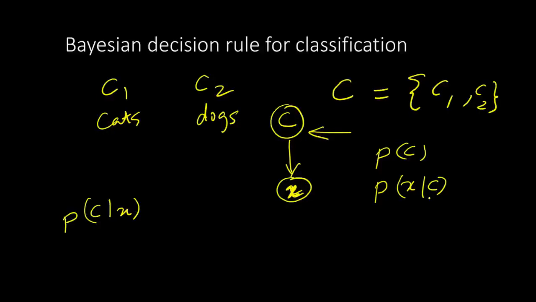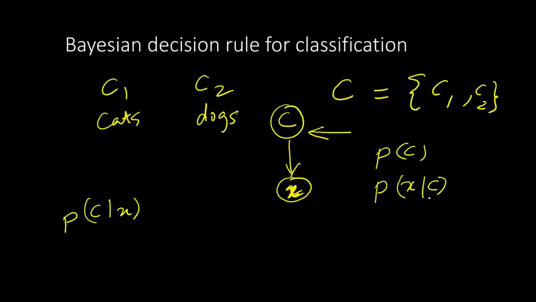So how will we do that? Let's say we are given training data. We separate the training data into cats and dogs, and we form a model of what the distribution of X looks like if it was taken only for cats. What is the distribution of X if we look only at the dogs? And based on that we have P of X given C. So P of X given C equal to 1, and P of X given C equal to 2.